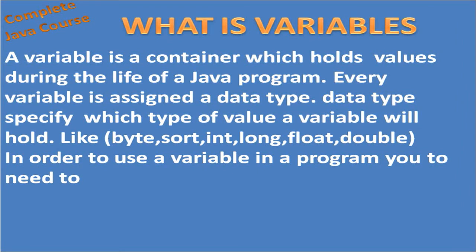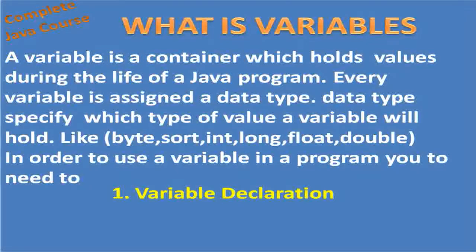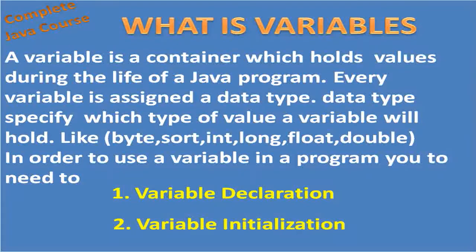In order to use a variable in a program, you need two things: number one, variable declaration, and number two, variable initialization. So a variable is a container which holds the value during the life of a Java program. If you want to use a variable in your program, first you will have to declare the variable, and then you need to initialize it.